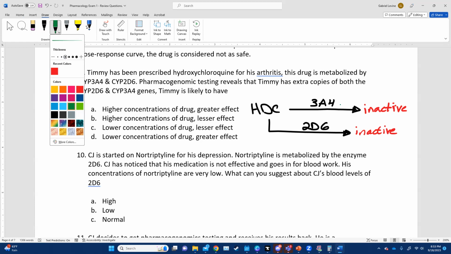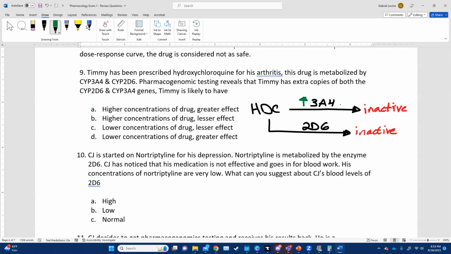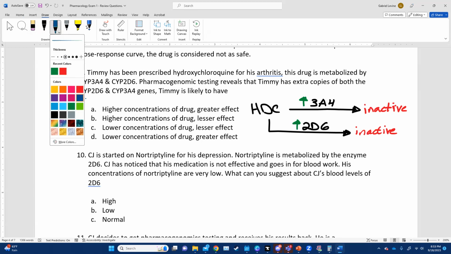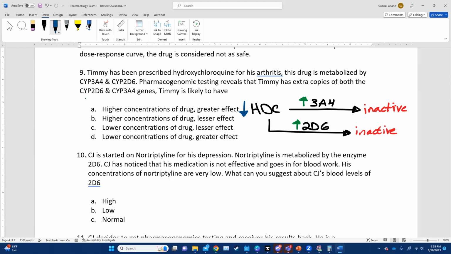So if you have hydroxychloroquine and you have extra copies, then that means that more of the drug is being converted into inactive metabolites. So what would happen to our concentration of the drug? This would go down. At the same time, the amount of inactive metabolites would go up. And so if you have less drug hanging around, that means you have a smaller effect. So it would be C. Any questions on this?